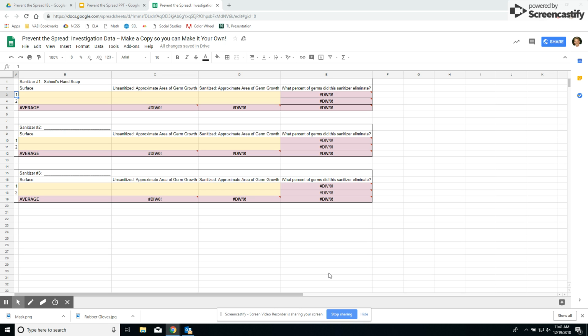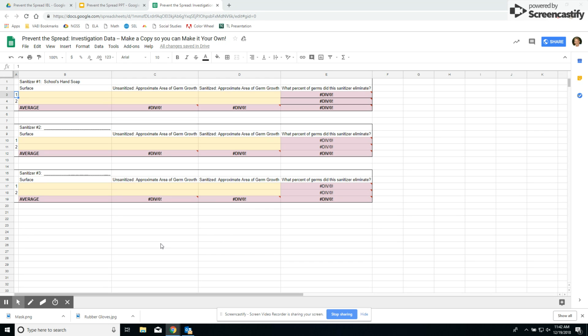Hi, everybody. You've just grown some germs in your classroom, and you've tested some different sanitizers to see how well they stop the spread of germs. You have some data, you have some numbers, and you want to be able to tell what story that data is telling you. Which of those sanitizers really did the best job, and how do you know? This sheet will help you figure that out.